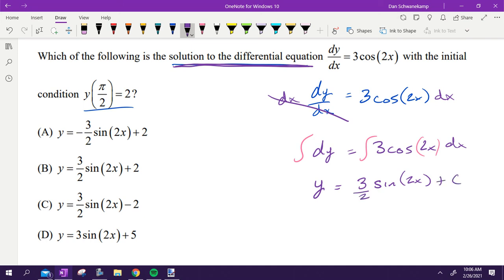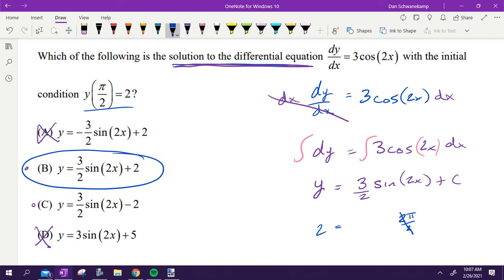So based off of that alone, I know that it's not d. It could be c. It could be b. That one's negative. It's not a. Then all I would have to do is plug in my point, pi over 2 and 2. What is 2 times pi over 2 going to get me? Pi. What is sine at pi? 0, and that's supposed to be equal to 2. So guess what? C is 2.